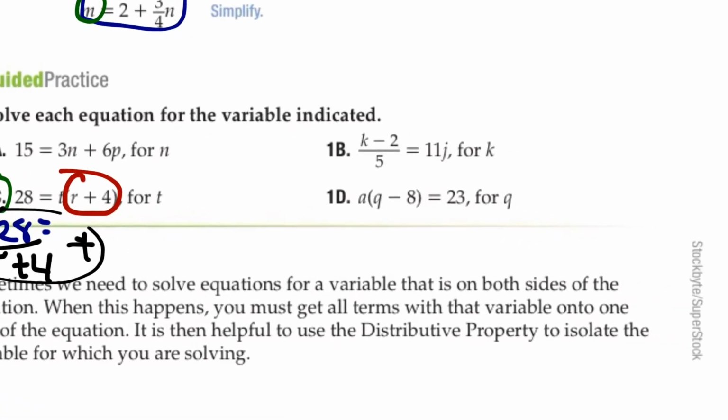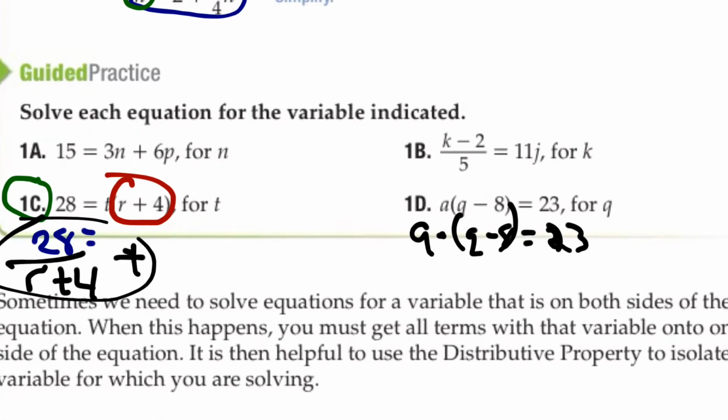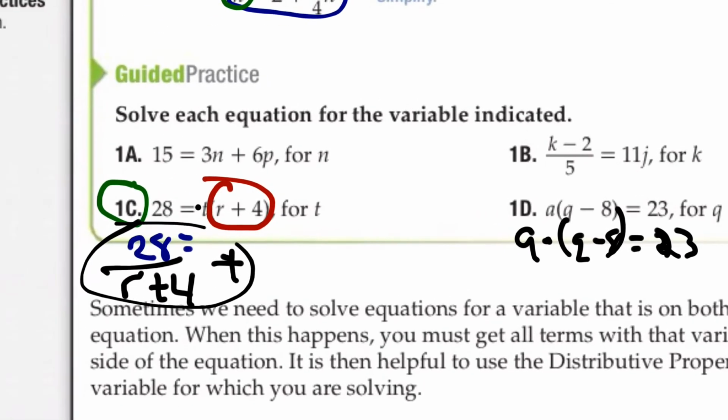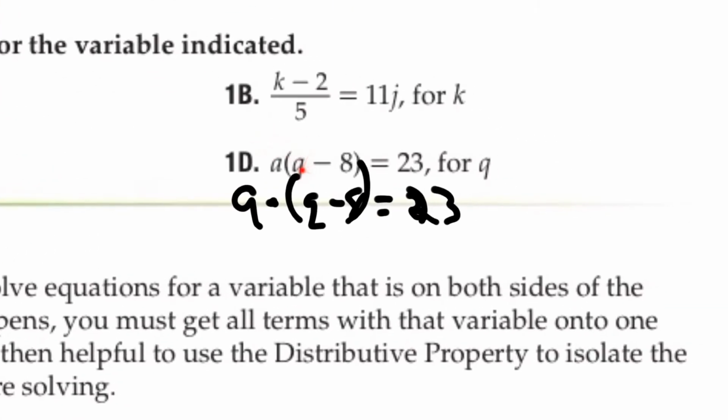Now let me do another one, like this one right here. See how I have A? It's technically A times Q minus A equals 23. Now my goal is to get Q by itself. Well, this one's a little different. In the last one, the one that I wanted, T, was outside. But in this one, Q is on the inside. So now I have to actually do some work.